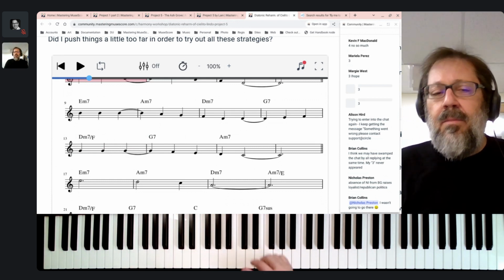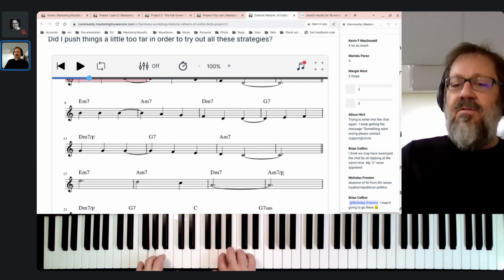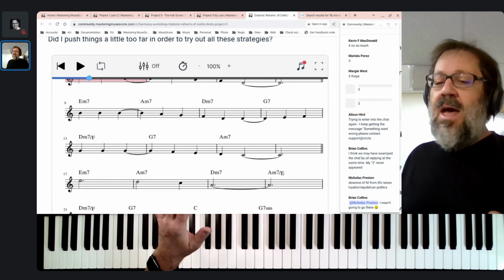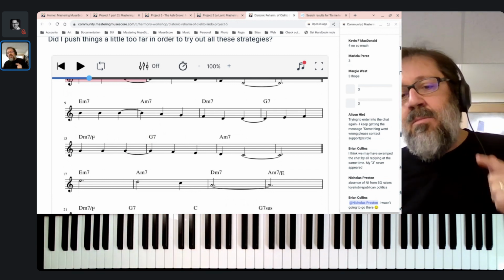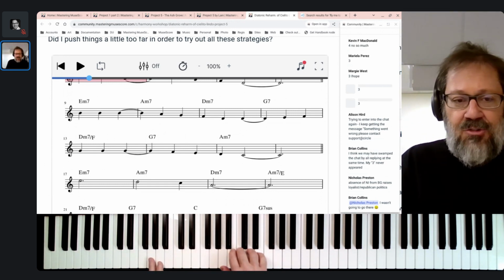Now, we're going to do one little thing. This deceptive resolution, 5 going to 6, you're totally welcome to use that as is, 5 going directly to 6. But here's a common trick. It's going to work every time you got 5 going to 6, in a major key anyhow.